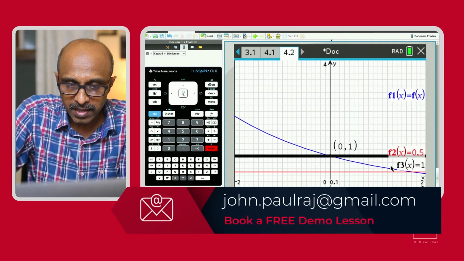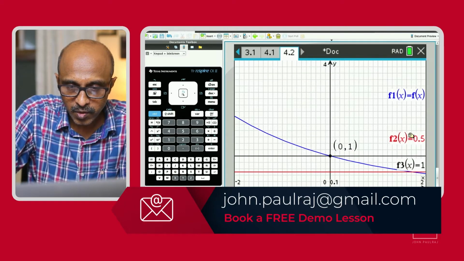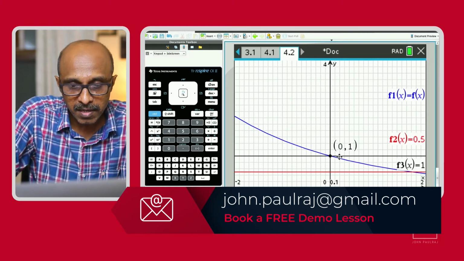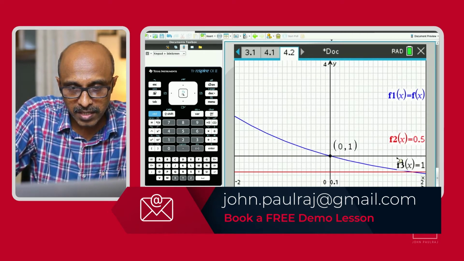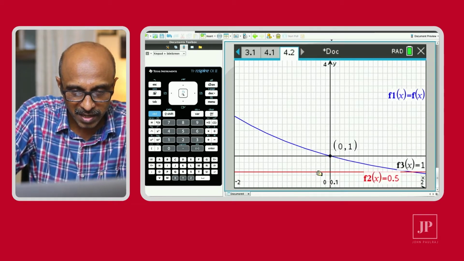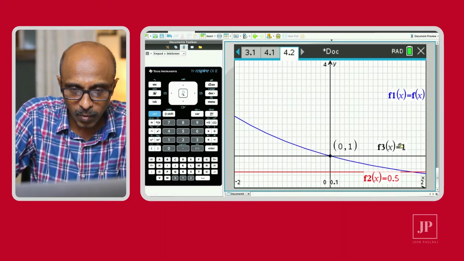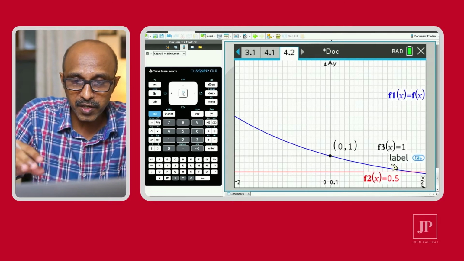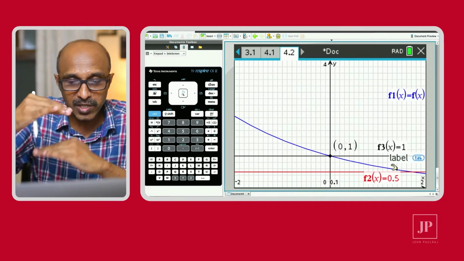f(x) equals 1. That's the graph. So when is the blue graph between the two? That's the question. When is it below 1 and when is it above 0.5? 0.5 is the red graph. The label, I just moved it around, so let me bring it back. So the red graph is 0.5 and the black graph is 1. The blue graph is our function. So the question is, when is it sandwiched in between those?